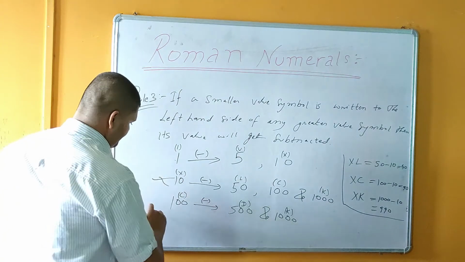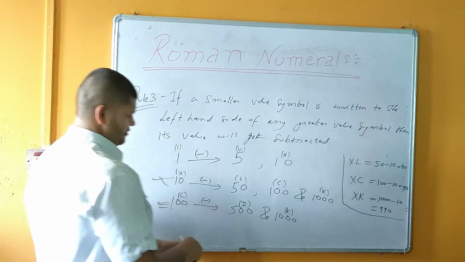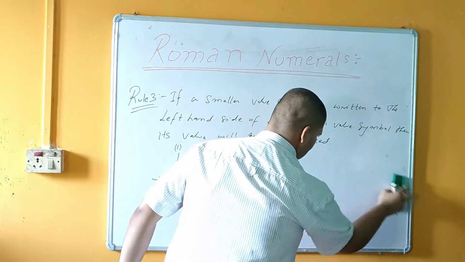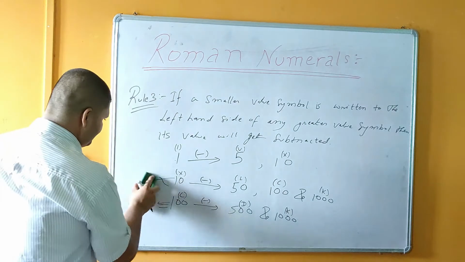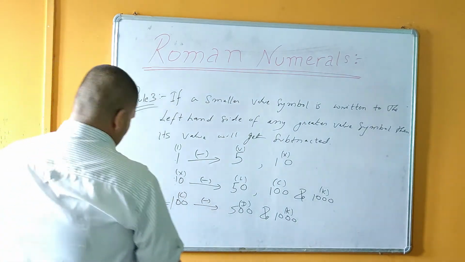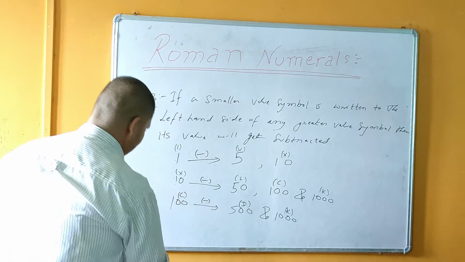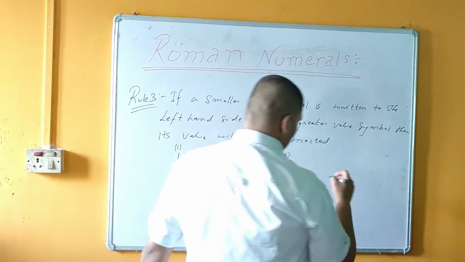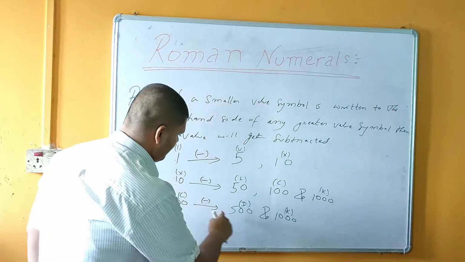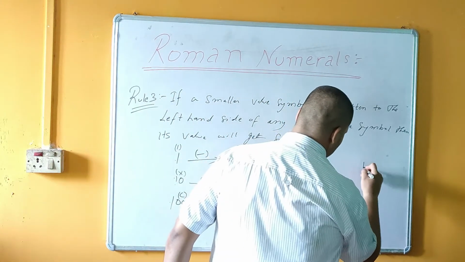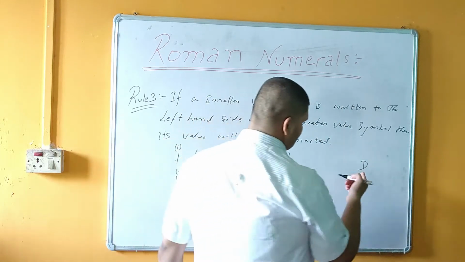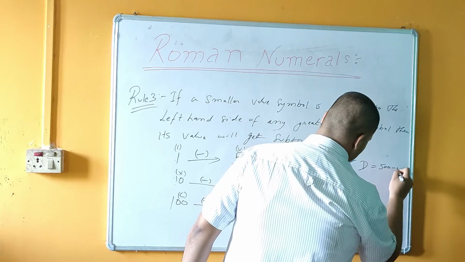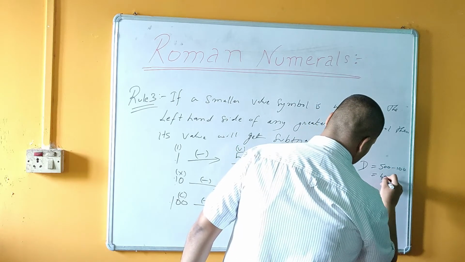Now similarly we can check this third rule. I am erasing this. We are reading this third rule. So we want to subtract this 100 from 500 and 1000. When we are to subtract this 100 from 500, first of all we will write D. D means 500. We want to subtract 100, that's why we will write it here. It will be 500 minus 100, it is nothing but 400.